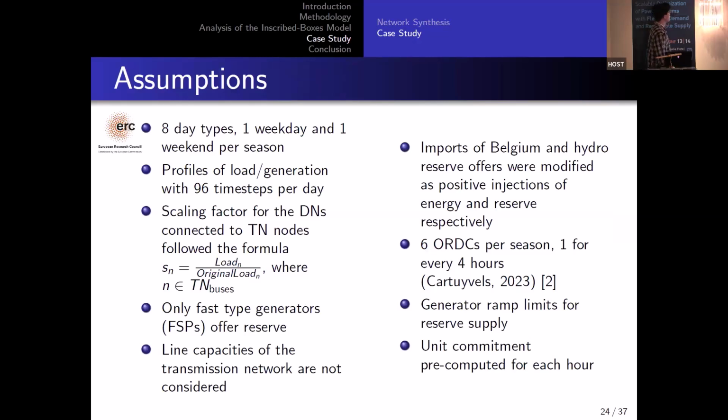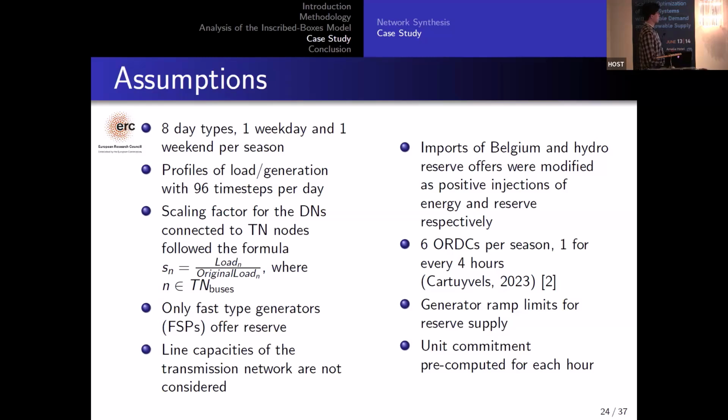The assumptions we made for our case study were that we had 8 day types, 1 weekday and 1 weekend per season. Each day type had a load profile and generation profile with 96 time steps. We applied also, again, a scaling factor for the distribution networks. We accounted only for the faster type generators to offer reserve. Line capacities of the transmission network were not considered. Imports of Belgium and hydro reserve offers were modified as positive injections of energy and reserve respectively.